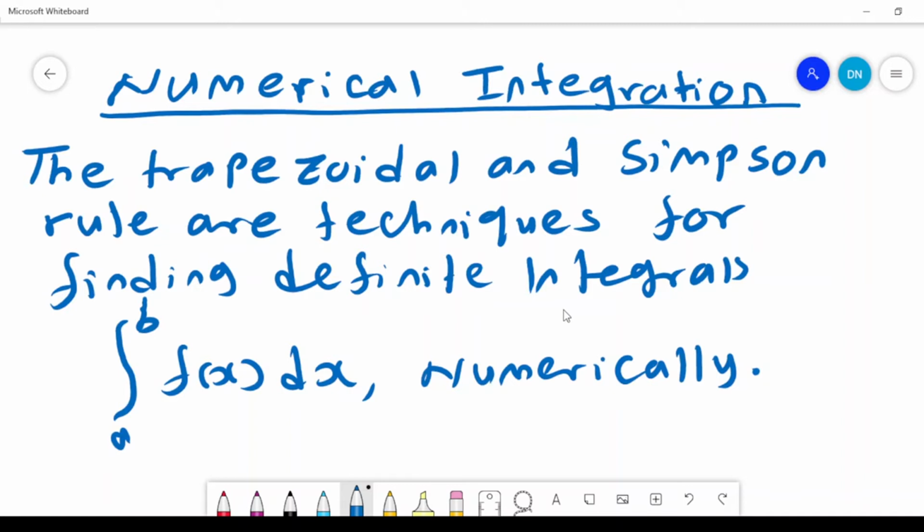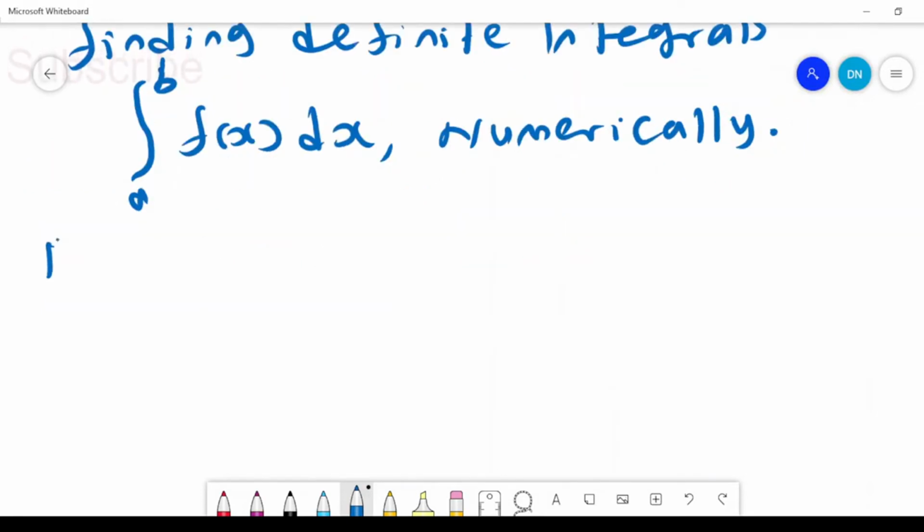For numerical integration, we want to look at the trapezoidal and the Simpson rule. Those are techniques for finding definite integrals numerically. And we're going to look at two methods, the ones we have mentioned. We have the trapezoidal.